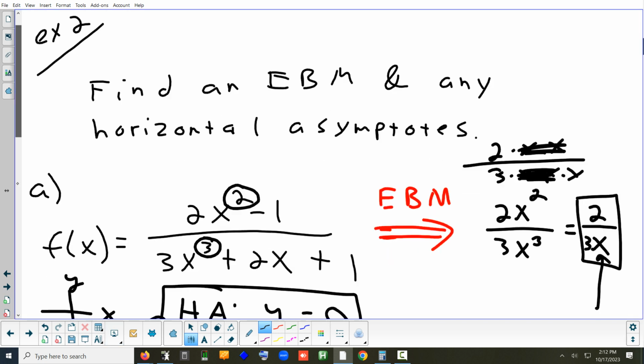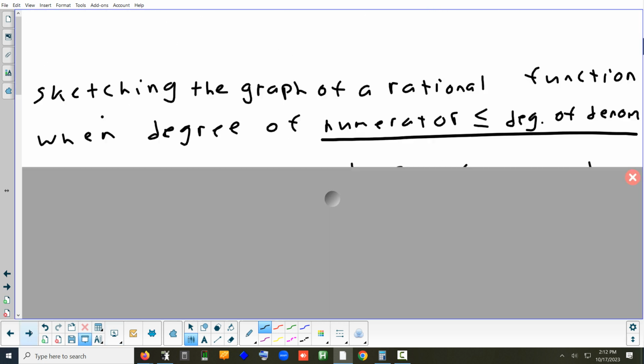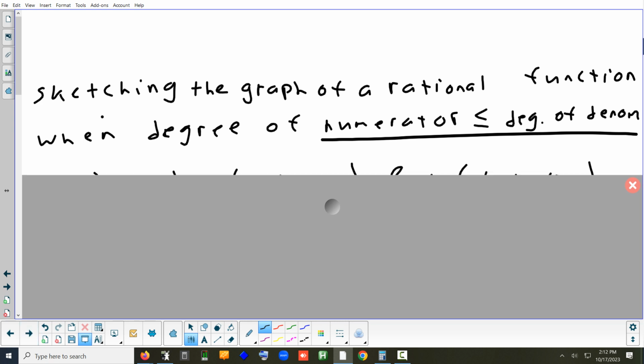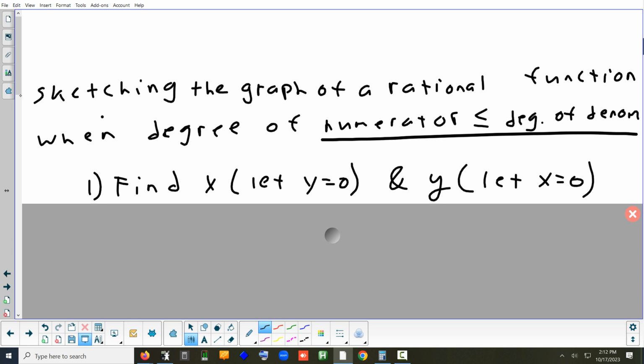All right, how do you sketch the graph? Well, sketching the graph of a rational function, it's not quite as simple as a straight line. These graphs have asymptotes in them, or curve. Sometimes they curve too. So I'm going to give you some hints at what we can do.